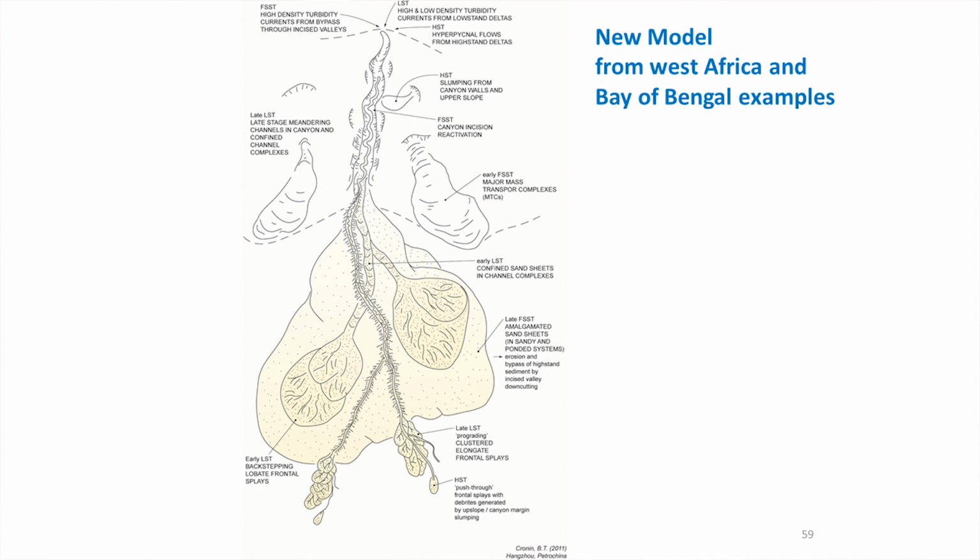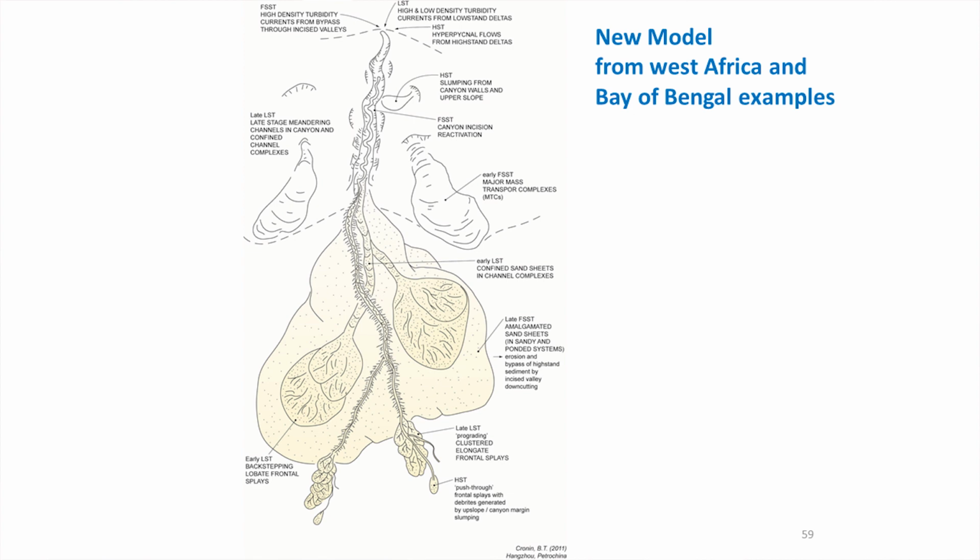I've put in here slumps and mass transport complexes on the slope. Most of the turbidity currents, of course, will be funneled down the canyon. And at different times, I've tried to superimpose different scenarios in the same place. So first of all, this scenario. How likely is this scenario?